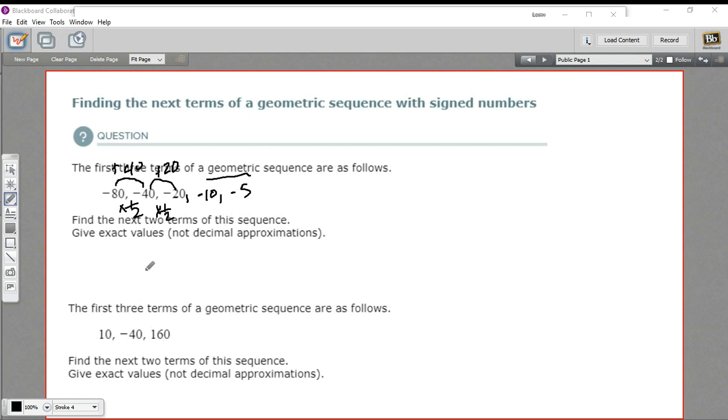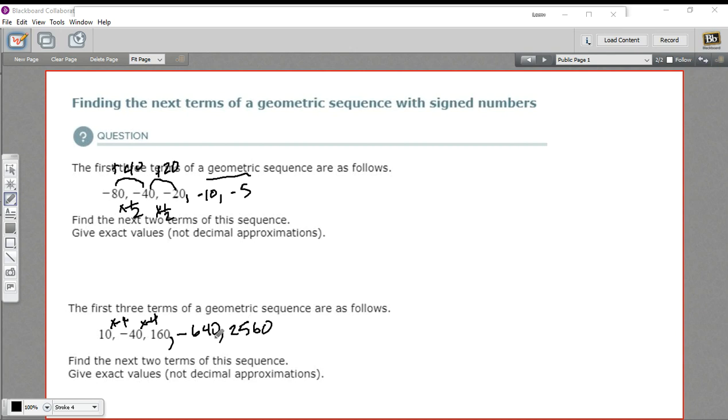So let's think about 10 to negative 40. What would I multiply by to get from 10 to negative 40? Well, that can be a negative 4. And if I do the same thing, negative 40 times negative 4 is a positive 160. Our next term then is going to be negative, and let's see, negative 4 times 160 would be negative 640. And then we multiply that by a negative 4, we're going to get a positive 2560.